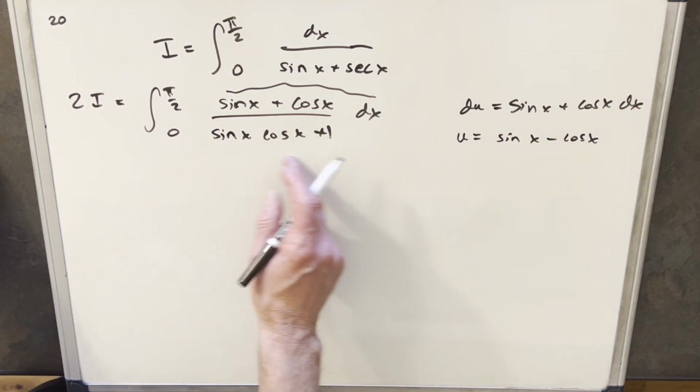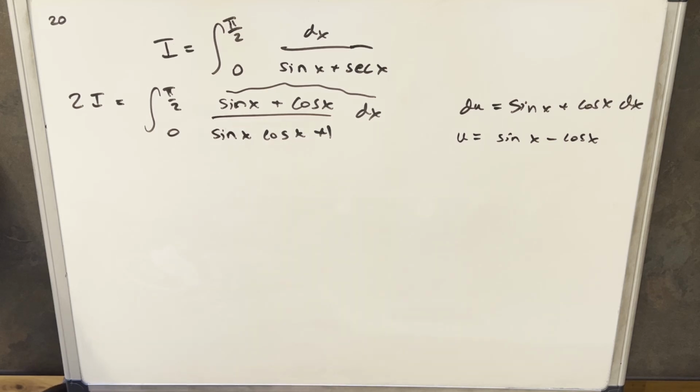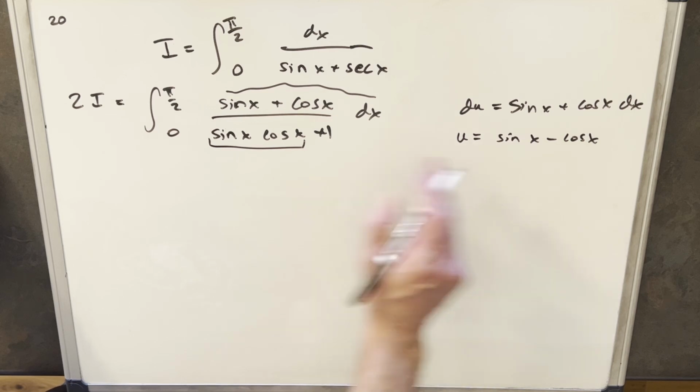But the problem is we don't have our u anywhere, right? We don't have our u in the denominator where we want it. What we're going to do is try to create that. We're going to try to relate this to this.